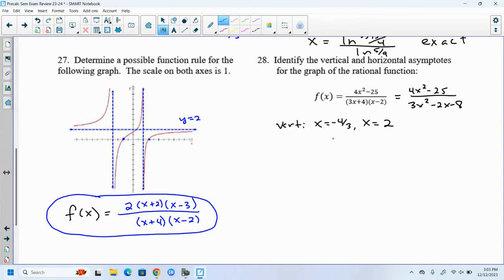We take a look at the coefficients. That means my horizontal asymptote is the ratio of the coefficients, which is y equals 4/3. Okay, real important. Vertical is always x equals. Horizontal is y equals. Cannot interchange the x and the y, so just be careful there.